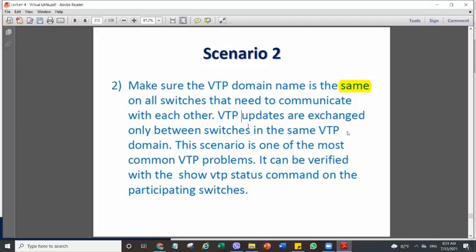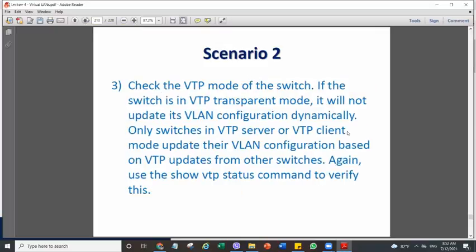VTP updates are exchanged only between switches in the same VTP domain. That is the important part. If your domain is different, then VTP updates are not shared. So make sure that your VTP domain is the same for the devices or intermediate devices you want to configure. The show vtp status command will help you to identify that.